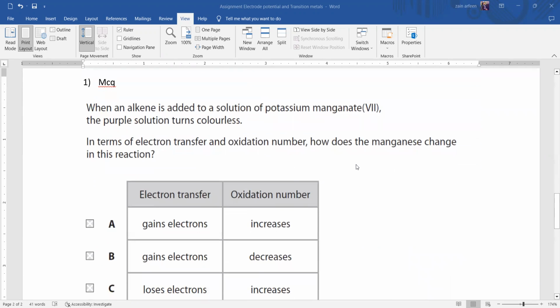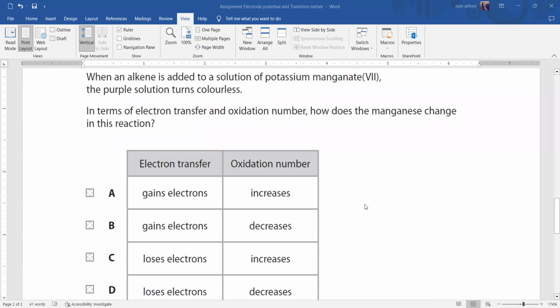So the first one: when an alkene is added to a solution of potassium manganate(VII), the purple solution turns colorless. So originally it was purple and then it turned colorless. In terms of electron transfer and oxidation number, how does the manganese change in this reaction? Mn(VII) is purple in color, but Mn2+ is colorless. So what will happen to the oxidation number of Mn? Originally it was +7, it turned into +2, so it decreased.